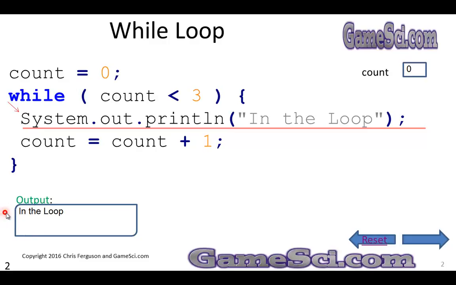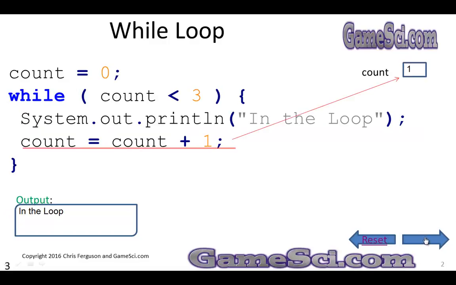Ooh, well, my little cursor hides behind there. Alright, sneaky cursor. After it executes that line of code, it goes down to the next line of code in the block. Count equals count plus 1. Very important to change the iteration variable. You can see here that count just changed from 0 to 1. So the value of count is 1 at this point.